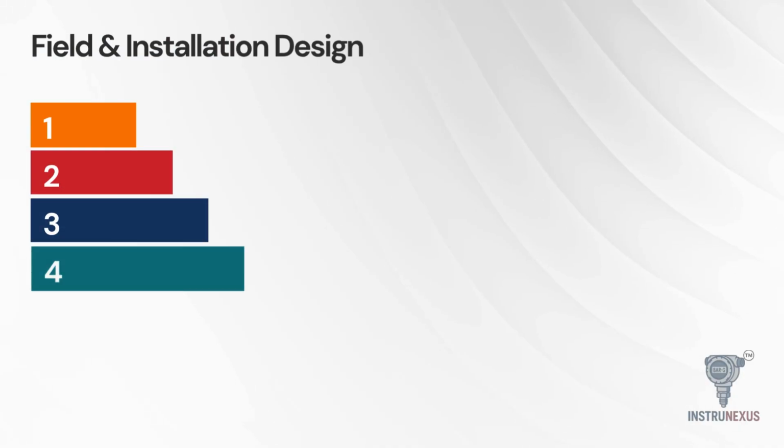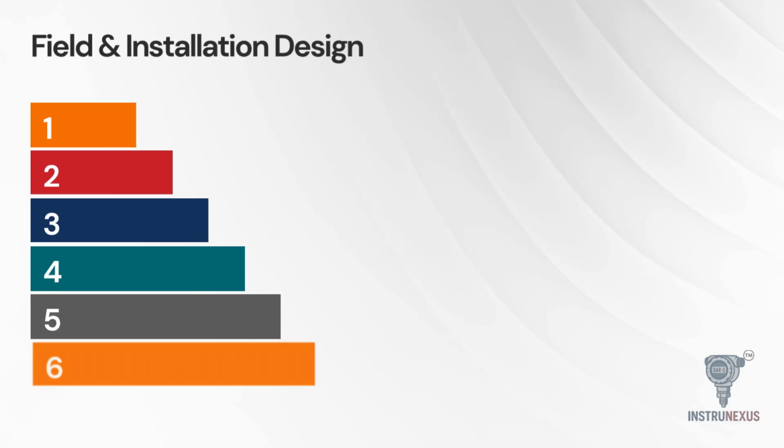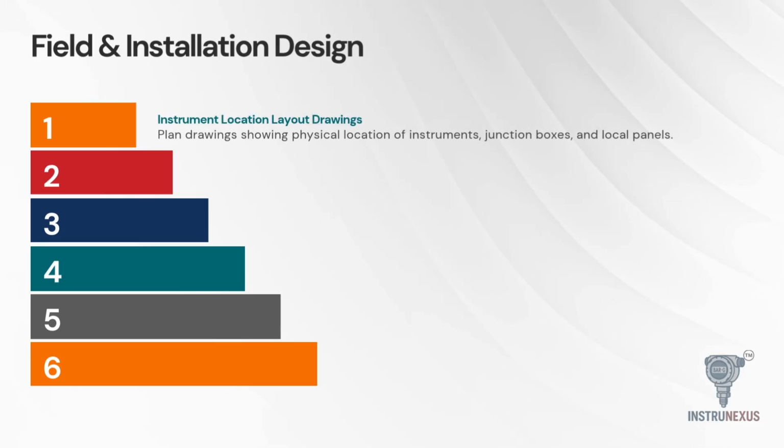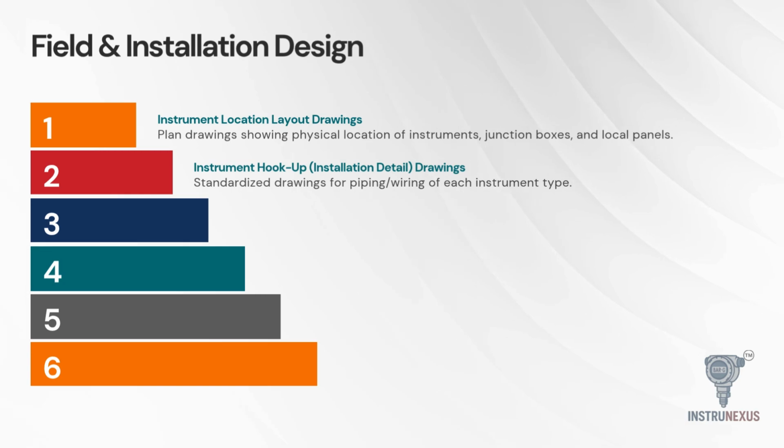That brings us to field and installation design. These documents are for the construction team on site. We create instrument location layouts, which are plan drawings showing exactly where every junction box and transmitter is physically located. We also provide hookup drawings. These are standardized details showing exactly how to pipe and wire each instrument type.